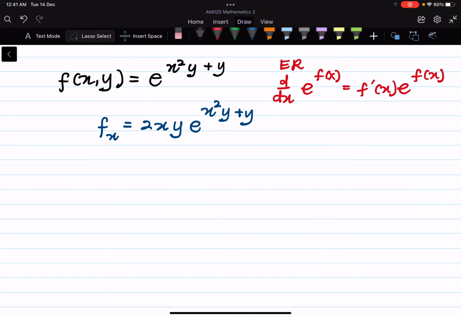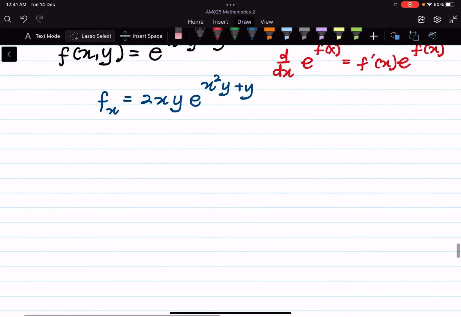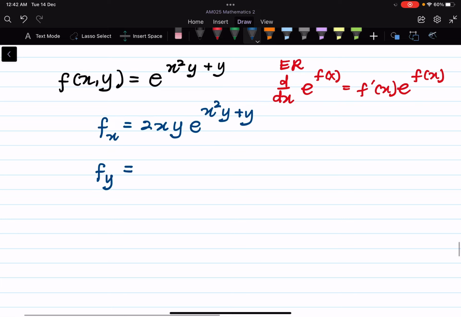So next, let us find f sub y. For f sub y, what we have to do is the same as just now. We need to differentiate and copy down. All we have to do now is to differentiate with respect to y.